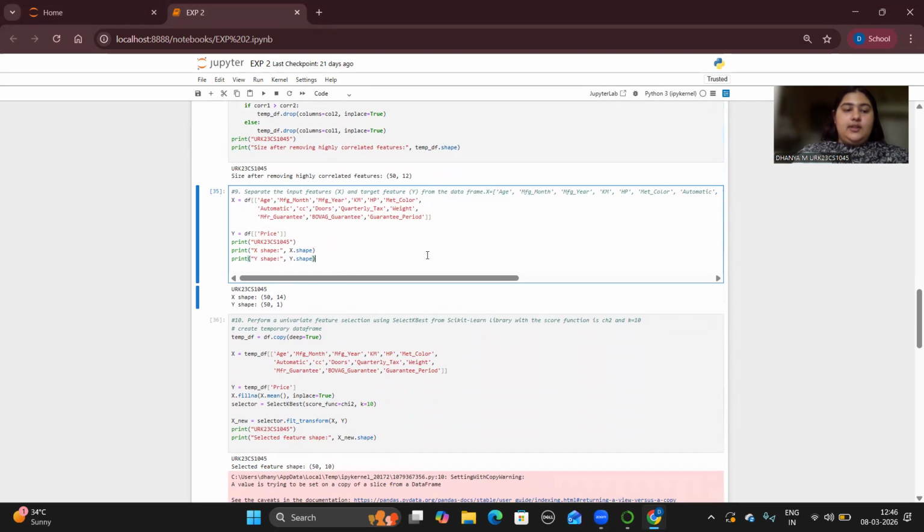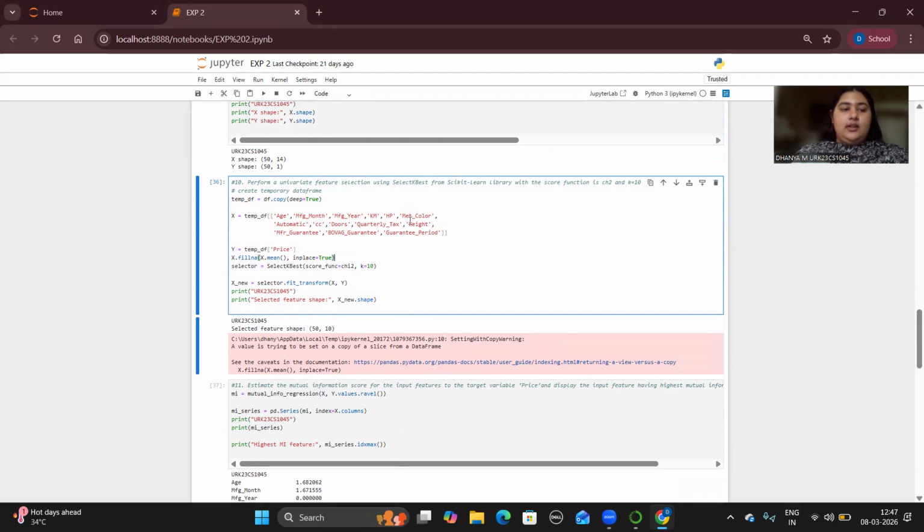And for the ninth question, in machine learning, data is divided into input features and target variable. So the input features are the independent variables used to predict the output. Examples: age, KM, HP, weight, and tax. And the target variable is the variable that the model tries to predict. So in this data set, the target variable is price. Separating X and Y prepares the data set for training the machine learning models.